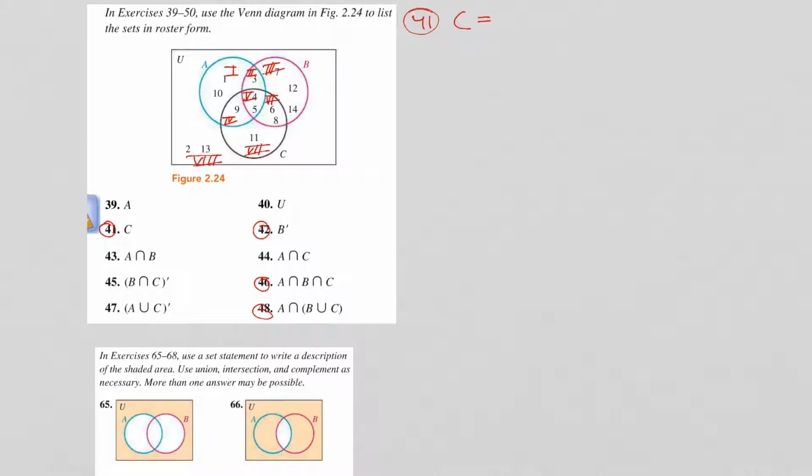starting with the lowest number will be 4, 5, 6, and 7. Okay, so you just got to look at those 4 regions. Basically, the black circle C, you're going to include all the numbers in there. So I would just start from lowest to highest, and that would be 4, 5, 6, 8, 9, and 11. Okay.